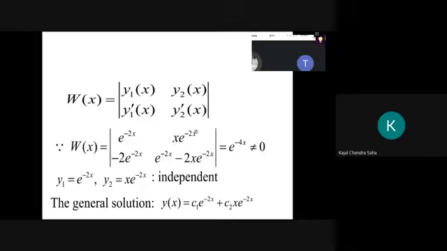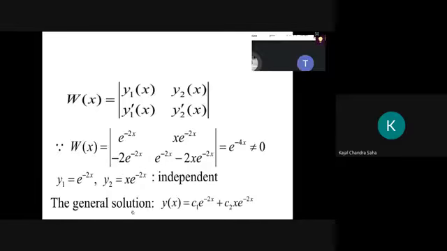Derivative of x into e to the power minus 2x equal to e to the power minus 2x minus 2x e to the power minus 2x, and the determinant value of this is e to the power minus 4x, that is not equal to 0. See, the Wronskian is not equal to 0, so easily we can say that y1 equal to e to the power minus 2x and y2 equal to x e to the power minus 2x, these two solutions are linearly independent.